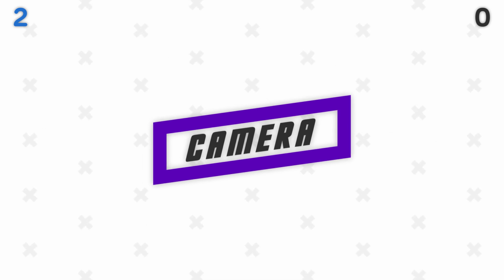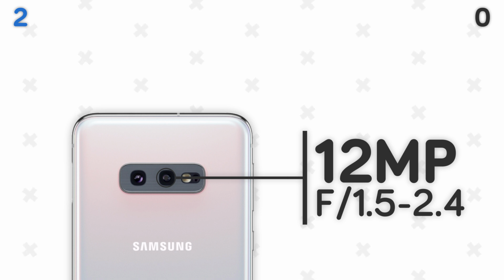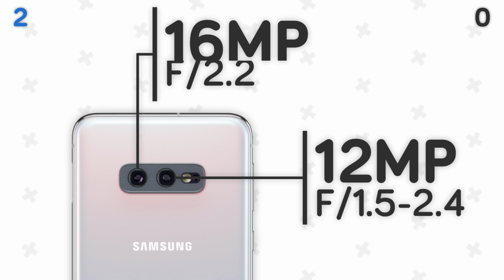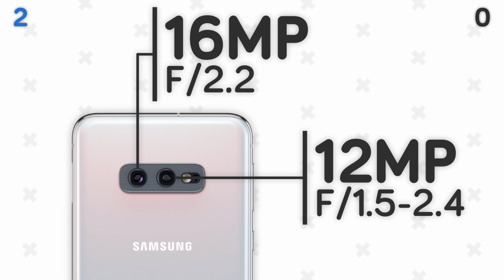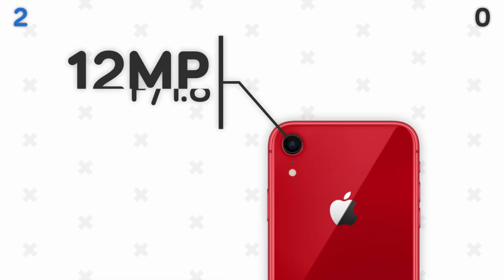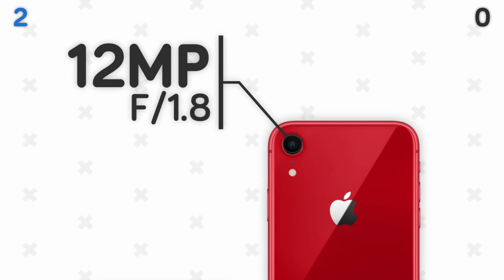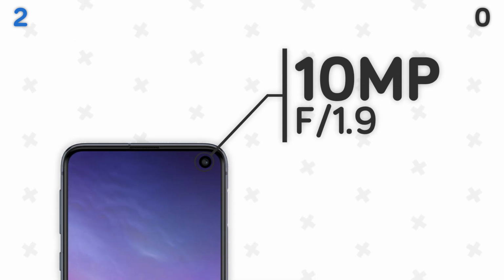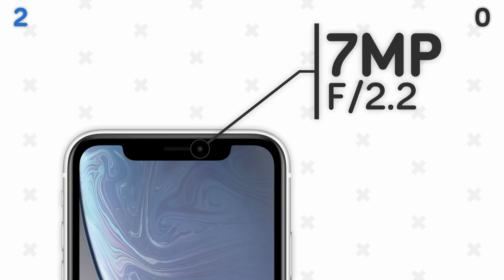If we talk about camera specs, S10e has two rear cameras, one with a 12 megapixel sensor with a variable aperture of f1.5 to 2.4 and a 16 megapixel super wide camera with an aperture of 2.2, while the iPhone XR has a single 12 megapixel wide angle camera with an aperture of 1.8. On the front, S10e has a 10 megapixel camera with an aperture of 1.9, while the iPhone XR has a 7 megapixel camera with an aperture of f2.2. If we just look at the specs, Samsung gets 2 points for both.